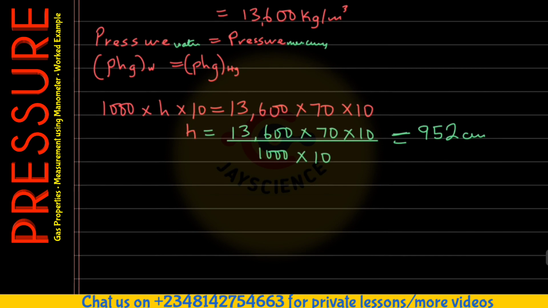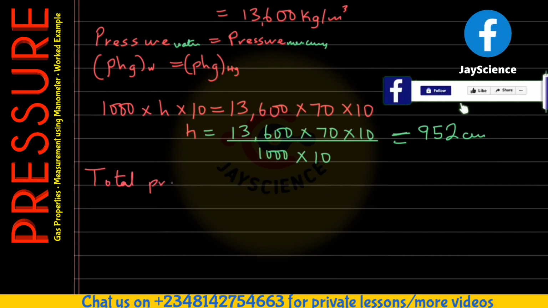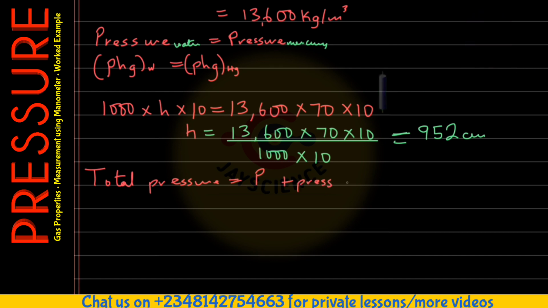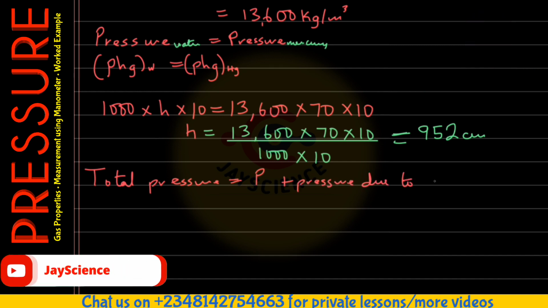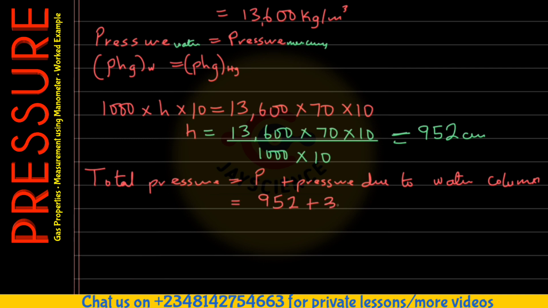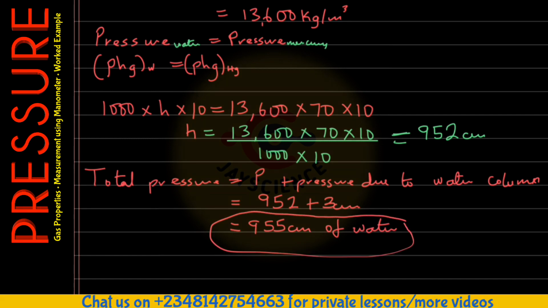So to buttress my point, that's the total pressure. What I just said some minutes ago is the atmospheric pressure plus pressure due to water column. Remember this formula. So that would be 952, which we got from the question, plus 3 centimeters. So that would be 955 centimeters of water. So there you go. That's our final answer right there.